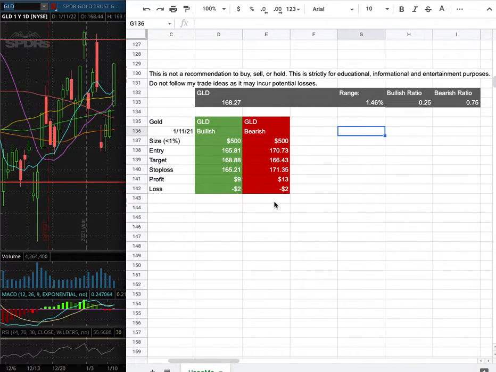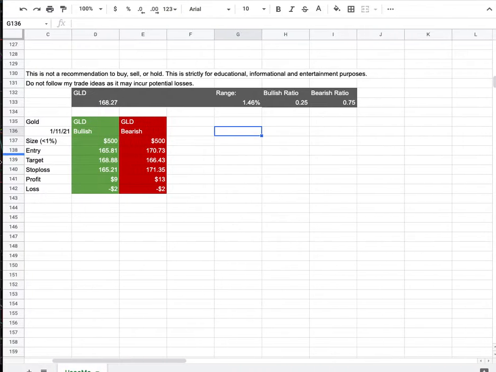$165.21. However, if I were to open a short position, my entry is at $170.73, and that is this range there. My sell target is at $166.43. My stop loss is at $171.35. So whichever entry price were to hit first, that'll be my position of the week.